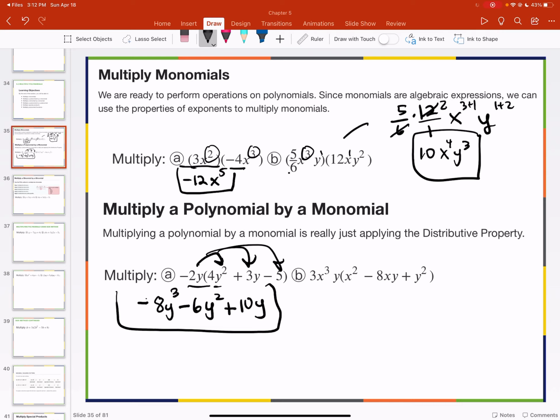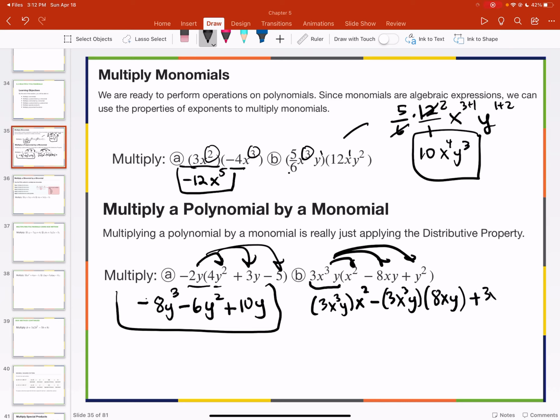So what did we do? We just took negative 2y multiplied by each term. So here, we're going to multiply each term by 3x cubed y. If you want to see it written out: times x squared, then minus 3x cubed y times 8xy, and then plus 3x cubed y times y squared.